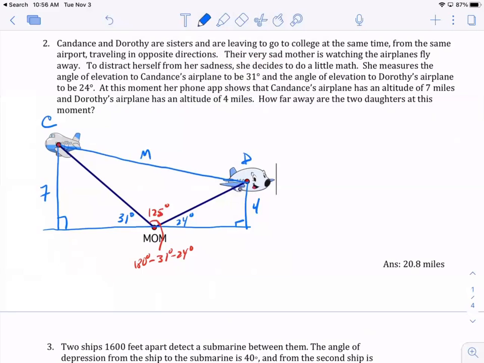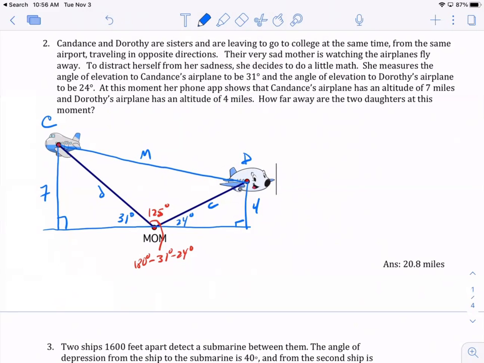Do we want to figure out the length of the sides between Candace and mom and Dorothy and mom? Yes, I would like to find those. I think those would be helpful. I'm going to call this little d and this little c, because they're opposite c and d. I would like to find little d and little c, because that'll give us the triangle we're really interested in, that big triangle CMD.